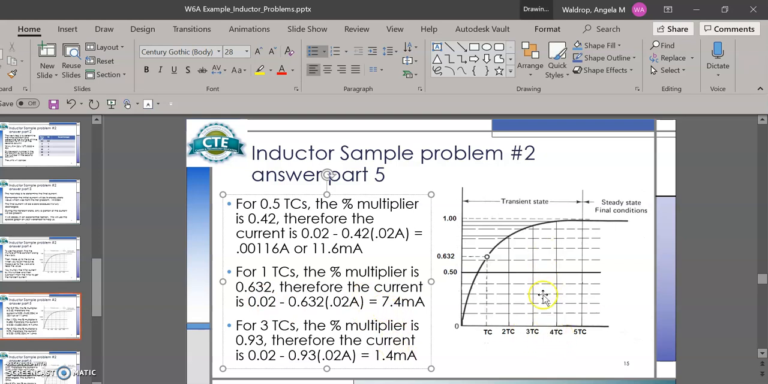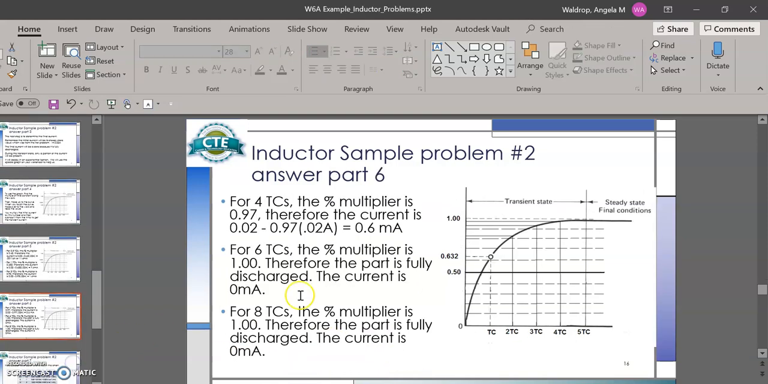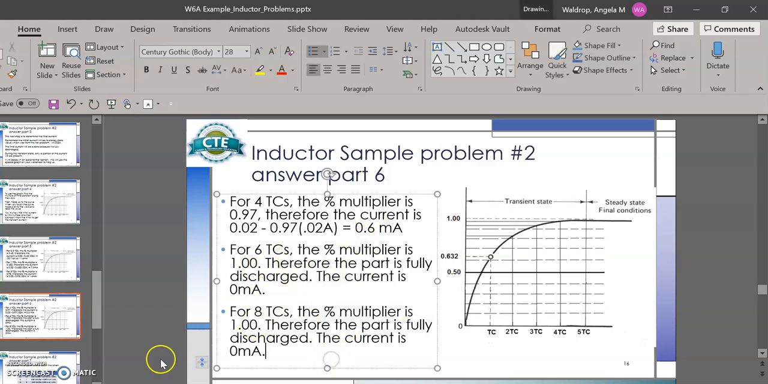For 3 time constants, I have the 0.93 from my chart. I'm going to take the 0.93 and multiply it by 0.02, and then subtract that from the 0.02, I get 1.4. And you can see I continue here with the math. I have, it should be 0.6 milliamps. And then at 6 and 8, it's fully discharged, so it'll be 0.